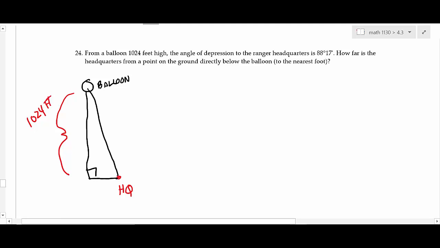Now here's the part that sometimes students do not get right. Remember I said angle of depression means you're looking parallel to the ground and you're looking down at something. So it's the angle between here and there, like that. It's not that angle, it's the angle from there to there. So you want to draw a diagram so you know clearly what I'm talking about. I'm just going to put a little dashed line there. That's what we call the line of sight that's parallel to the ground. And then the angle of depression is this angle. So that's what 88 degrees 17 minutes is. All right, everybody with me there?